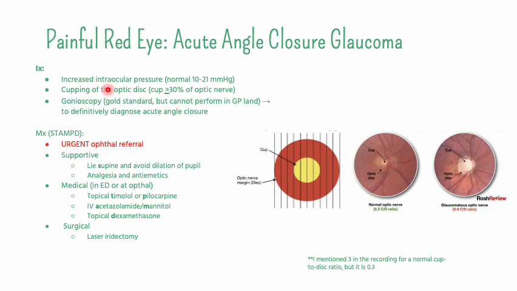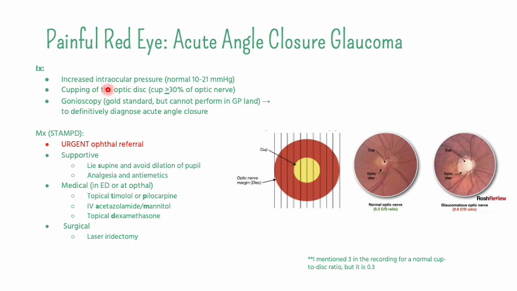The most important thing, like I mentioned previously, that you must consider and must do is an urgent ophthalmology referral before you move on to the rest of the management, which involves lying the patient supine to avoid dilating the pupil, and giving the patient analgesia and antiemetics, as they'll most commonly have nausea and vomiting and be in pain. The medical management is really to control the intraocular pressure and the inflammation involved in AACG.